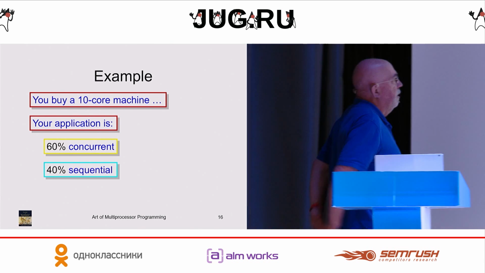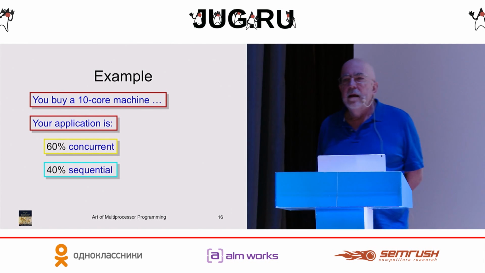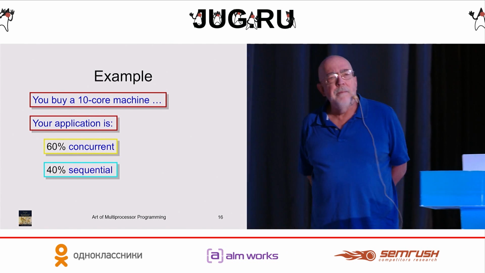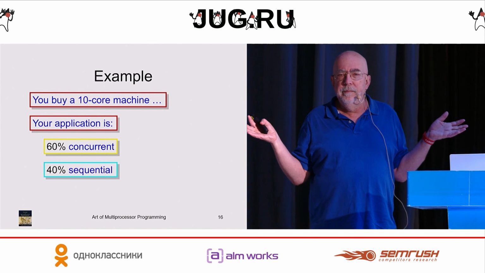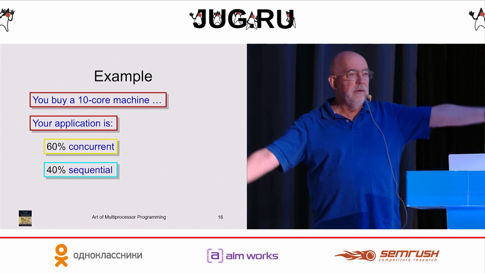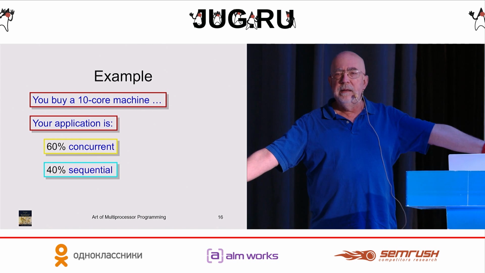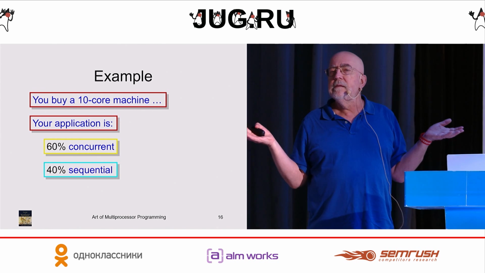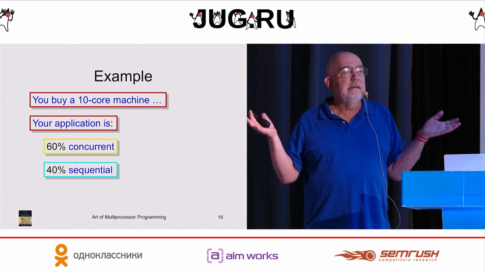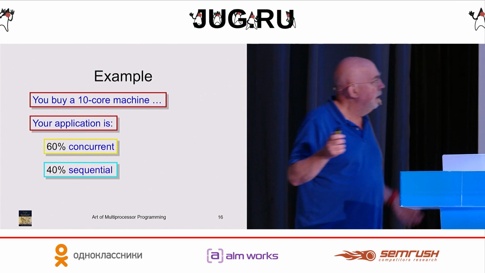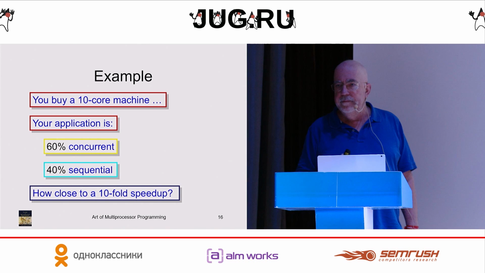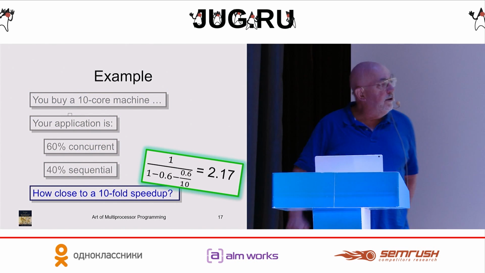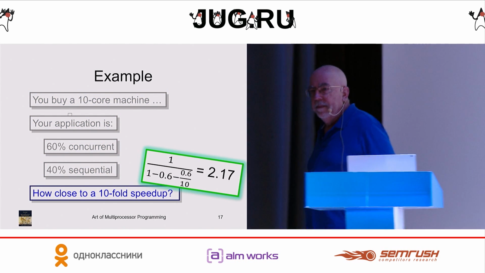So now you look at your software and you say, no problem. 60% of my application is easily parallelizable. So most of it is parallel. The majority of lines of code can be executed in parallel pieces. Only 40% of this is sequential. So how close to a 10-fold speed up will this give you? Well, it turns out not very much.